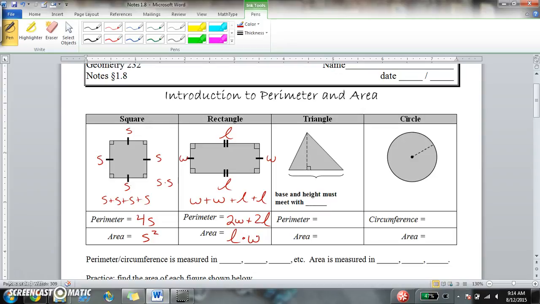For a triangle, it's a little bit different. So for a triangle, I'm going to call these sides A, B, and this whole side C. So for the perimeter, I would just add up all the sides, A plus B plus C.